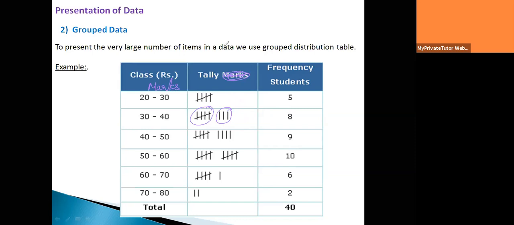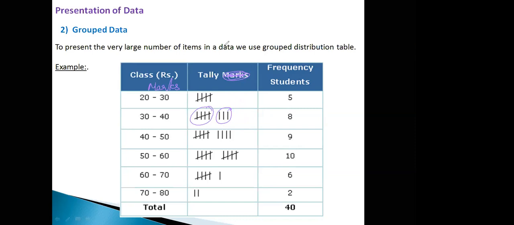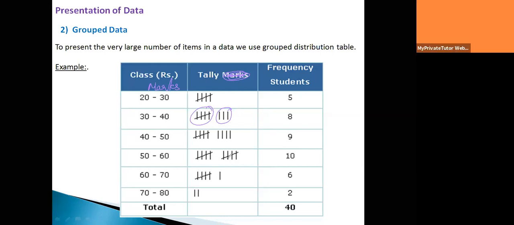So these are the basic things. And you can see the total. The total students, sorry guys, is 40 out of 40. You can see how many students come under which category. How many students scored between 20 to 30, or 30 to 40, or 70 to 80. So we use these frequency tables to represent the data, guys.